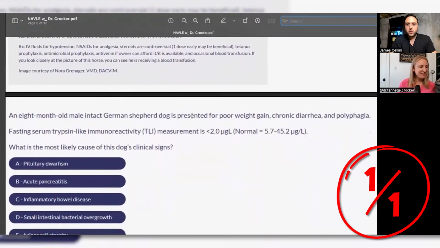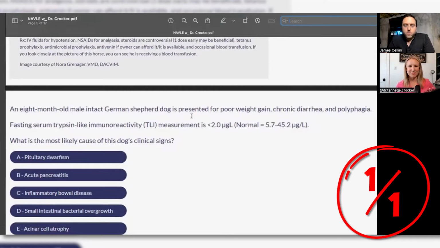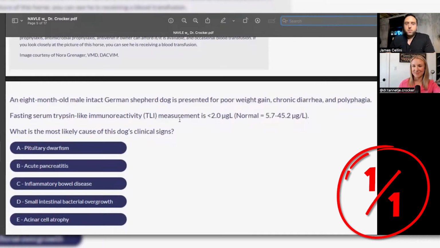Question number two. An 8-month-old male intact German Shepherd dog is presented for poor weight gain, chronic diarrhea, and polyphagia. Fasting serum trypsin-like immunoreactivity, better known as TLI, better known as I asked an internist what to do, measurement is less than 2.0 micrograms per milliliter, and the normal range is as you see there. What is the most likely cause of this dog's clinical signs? A, pituitary dwarfism, B, acute pancreatitis, C, inflammatory bowel disease, D, small intestinal bacterial overgrowth, or E, acinar cell atrophy.